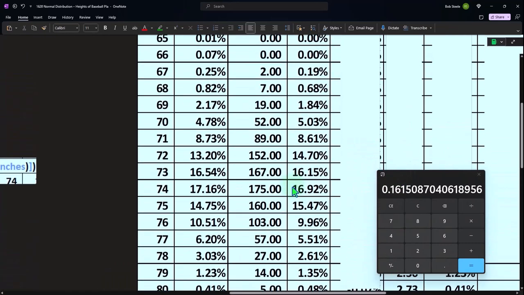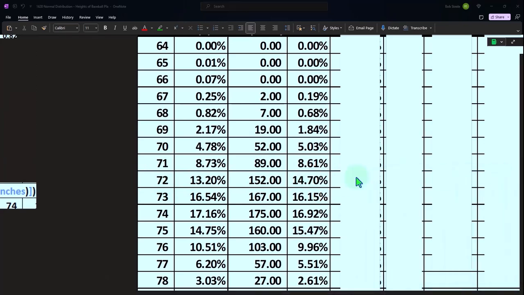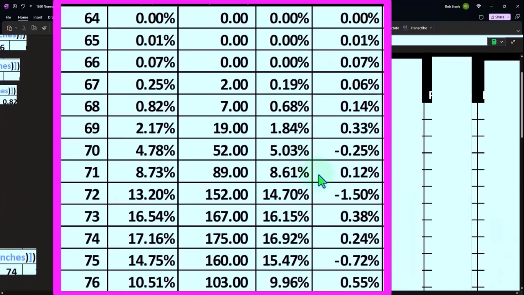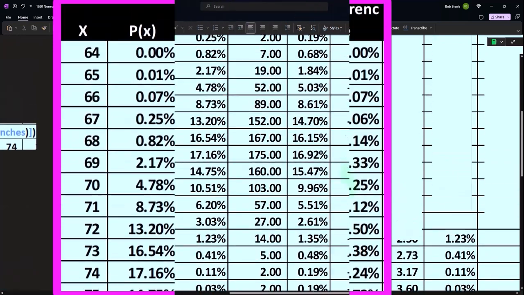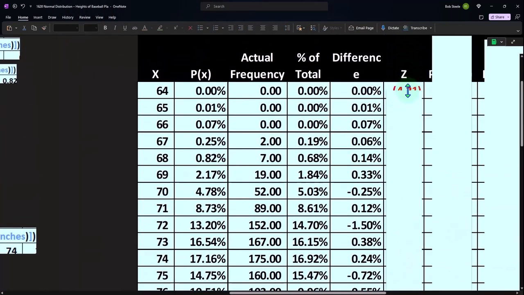And now we can compare, say, the likelihood based on the bell curve of 13.2% to be 72 inches versus the actual data, which was 14.7. We can look at the difference between here and here and see how close we were at each of those inch points, and that could give us more indication as to whether the bell curve would be appropriate to use or not.